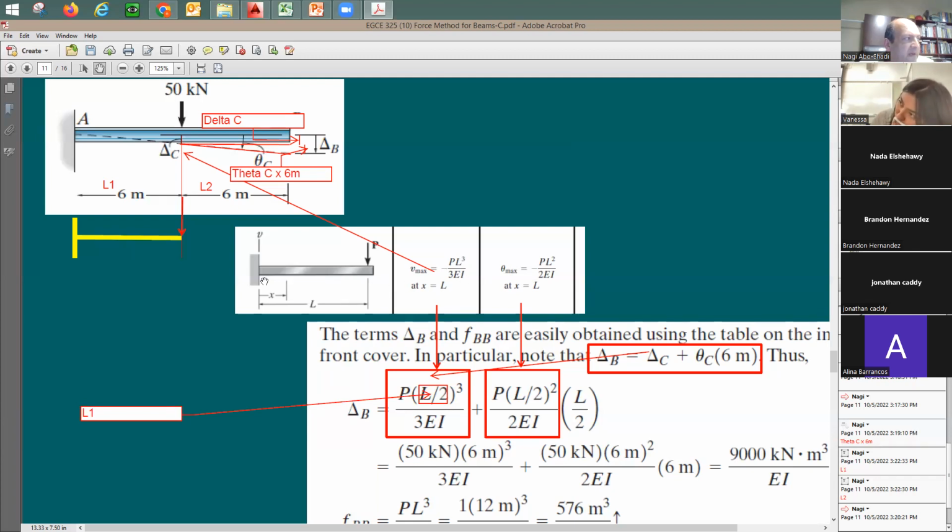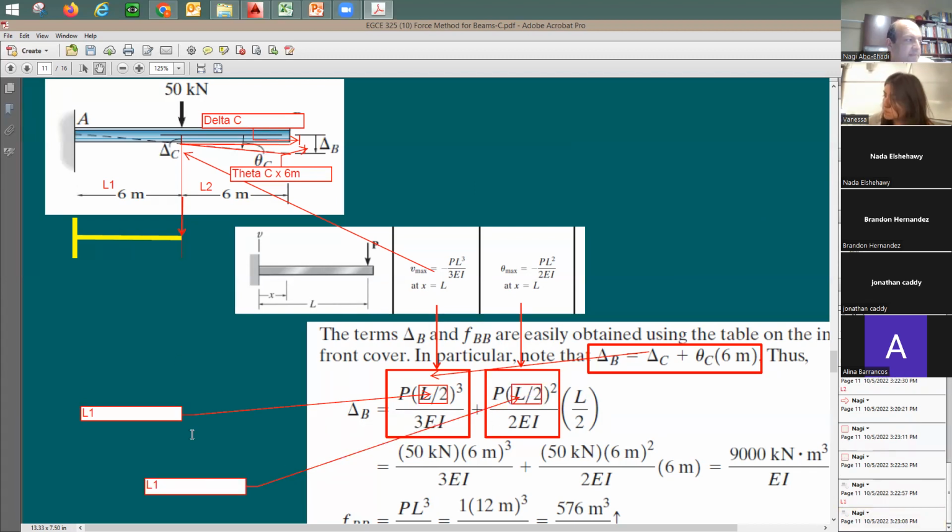PL cubed divided by 3EI for this cantilever. And this length actually, which is the same box, I'm gonna put another box here, correct? This is actually L1, right? The rotation for the first segment. Okay. And this L over 2, the last one, is actually L2. Because you take the rotation times the distance, times this distance here, the 6 meters. So it's going to be actually L2. Does it make sense now?